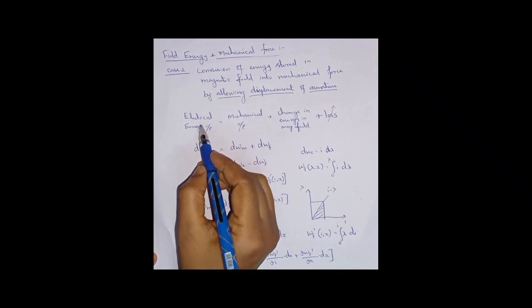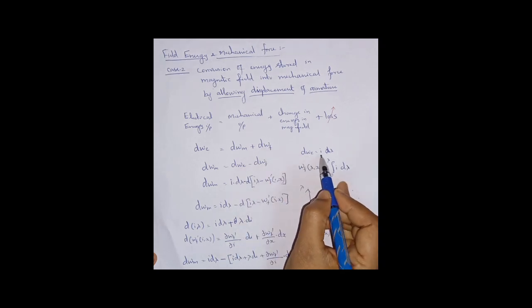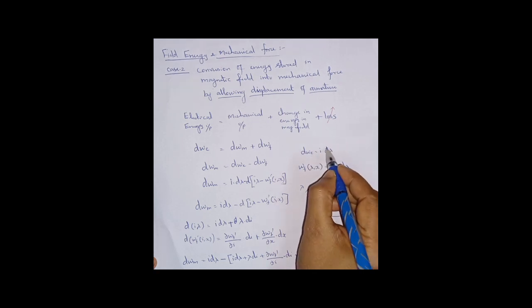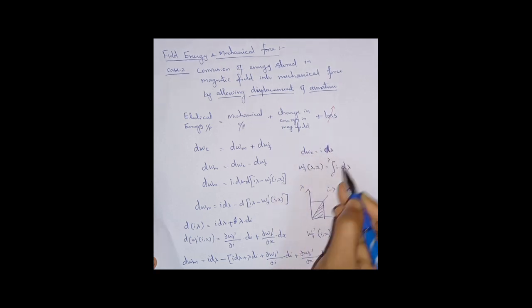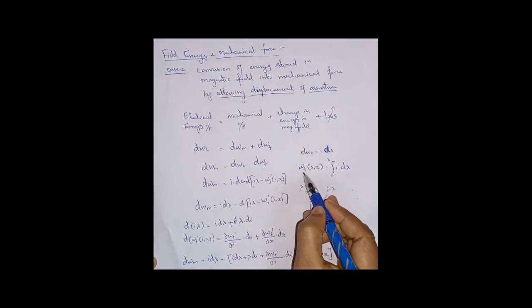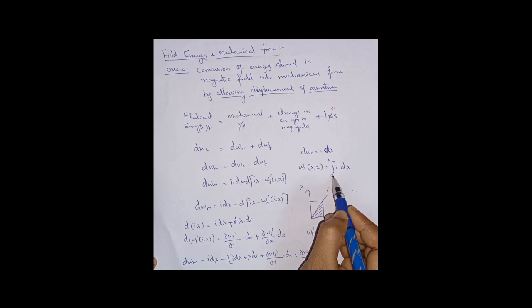Correct? So we know change in electrical energy dWe is change in mechanical output dWm plus change in energy stored in the magnetic field dWf. So dWe is i d lambda. This we discussed in the first video. i d lambda. Correct? And field energy, you see, is a function of two variables lambda and x. So energy Wf as a function of lambda comma x is the integration from 0 over lambda.